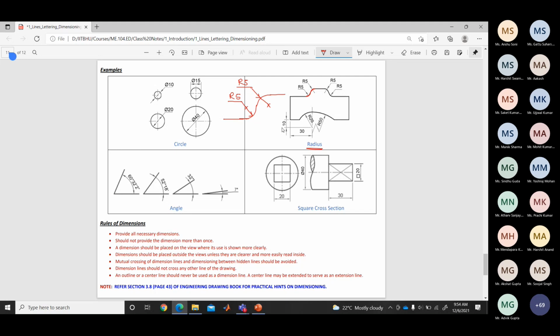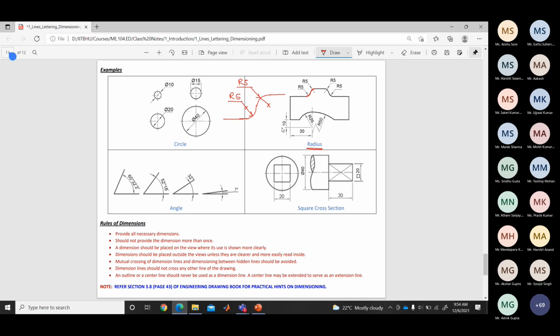So in this case, the one dimension is given here. The obvious dimension of this is again 20. This is again the 20. So this is clear from this dimensioning, square 20. Okay. So these are the ways of providing the dimensions. Okay, radius, diameter, angle, square cross section. So these are the examples.